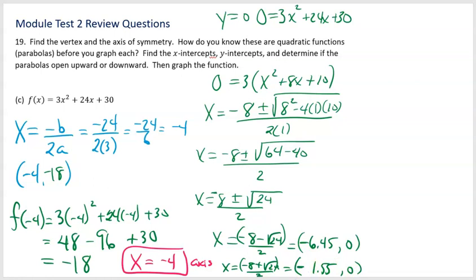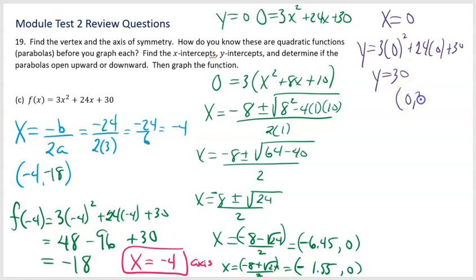Y-intercept, that's the easier, right? You plug in x is equal to 0. So that's going to give me y is equal to 3 times 0 squared plus 24 times 0 plus 30. Yeah, that just gives me 30. So that's the point 0, comma 30. That's my y-intercept.